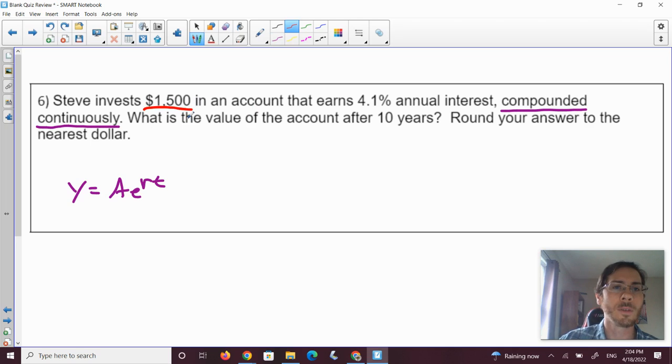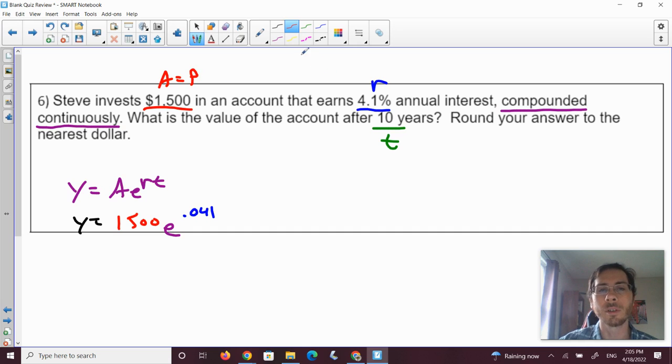So we're going to invest $1,500. So that's our principal. So that's going to be y equals 1,500. E stays as e. So e is just a number, just like pi. R is our interest rate. So we got to find our interest rate. Interest rate is going to be 4.1%. So 0.041 for 4.1%. This is the R. And then T, we're going to do it for 10 years. So that's going to be T. We may as well make this A or P if you like the PERT equation. But we've got 10 up there.